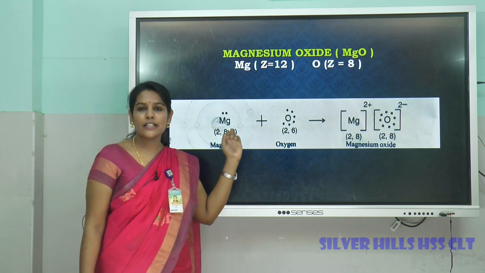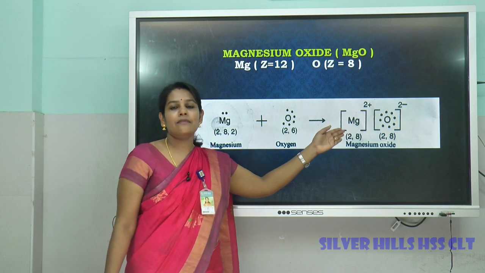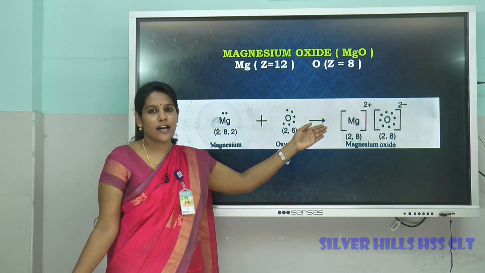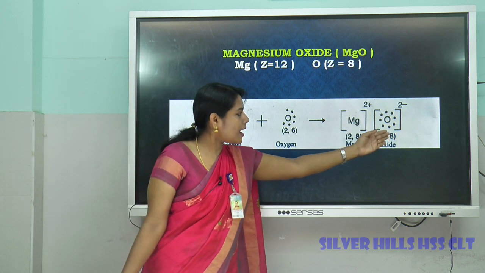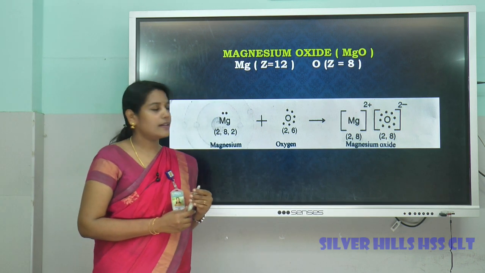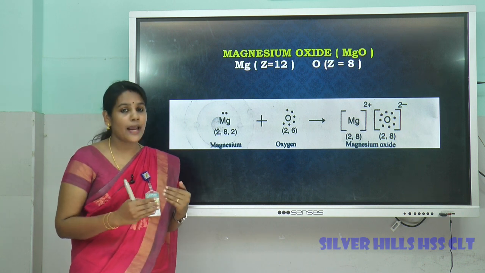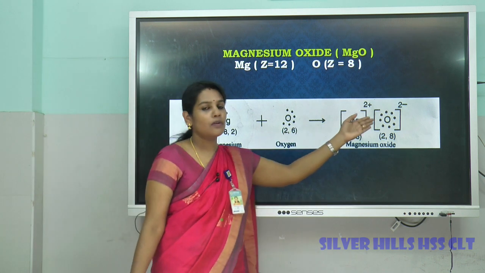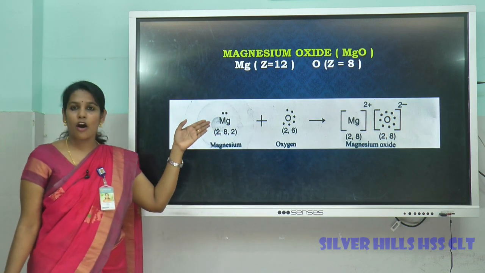Here magnesium transfers 2 electrons, so the charge possessed by magnesium is 2+. An atom which loses electron becomes positively charged. So, here the cation is Mg2+. The second one is oxygen. Oxygen gains 2 electrons and it becomes an anion, that is O2-. Since it accepts two electrons, the charge on oxygen is 2-. So, this is the case of magnesium oxide.